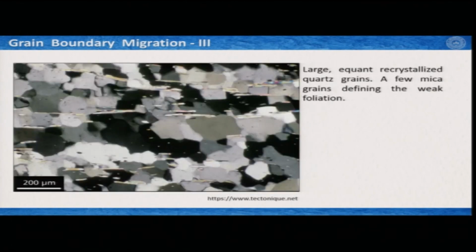And here is also an example of large equant recrystallized quartz, and what you can see is that in a few places these grain boundaries are also a little random and so on. So, these are the signatures of grain boundary migration here, here and other places. And you can also see some mica grains which are defining a very weak foliation.